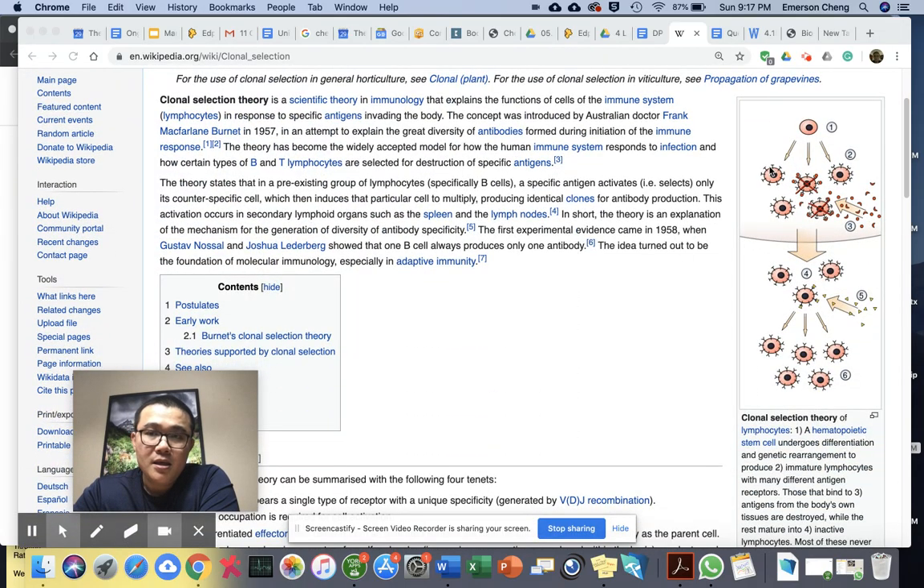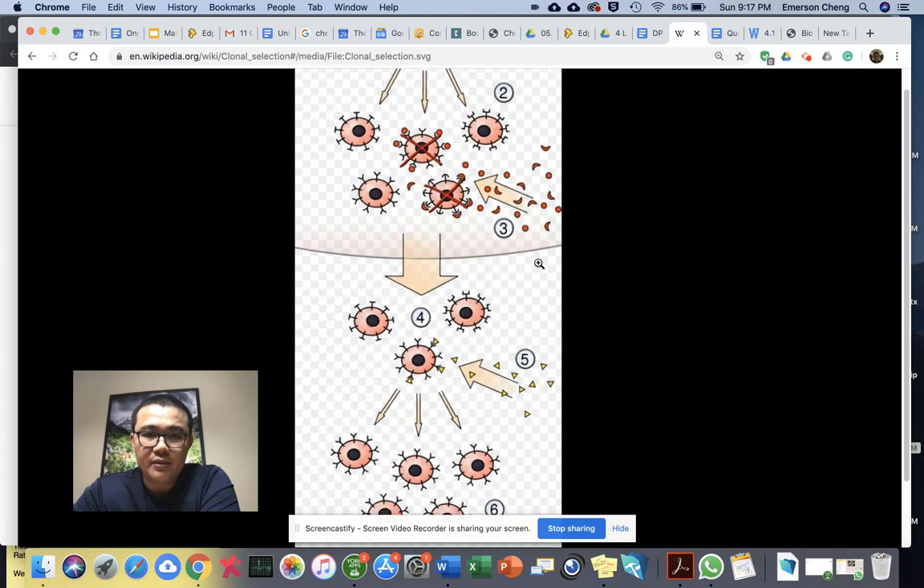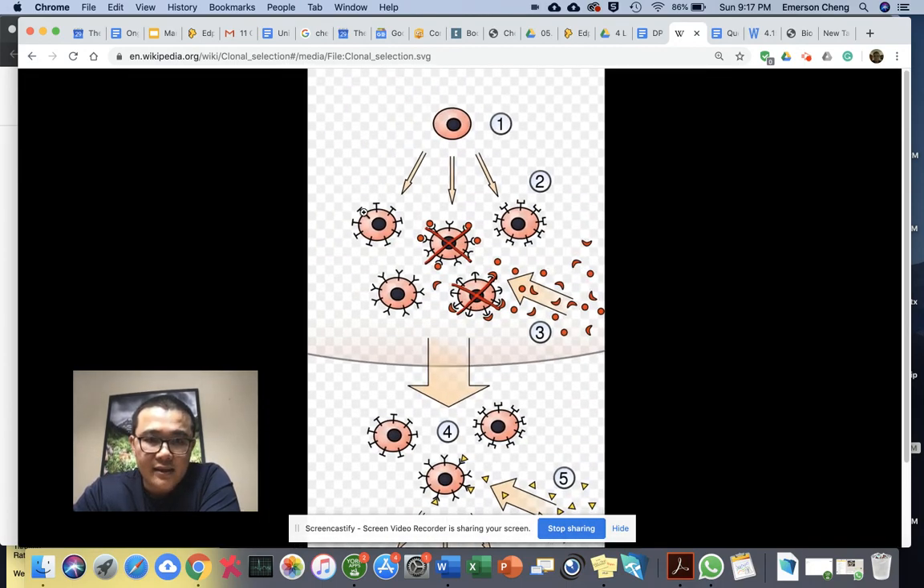But basically, these stem cells made a whole bunch of different kinds of lymphocytes. And then if you click on this diagram and make it bigger, you notice that all these lymphocytes, these B cells, have different kinds of antibodies. Okay, now this part here is essentially because our body has many different types of cells, right?